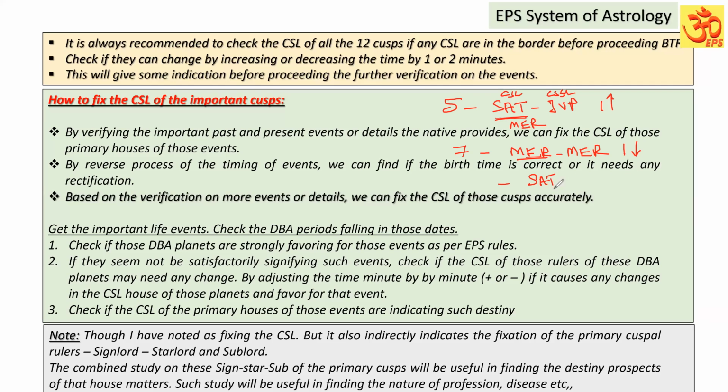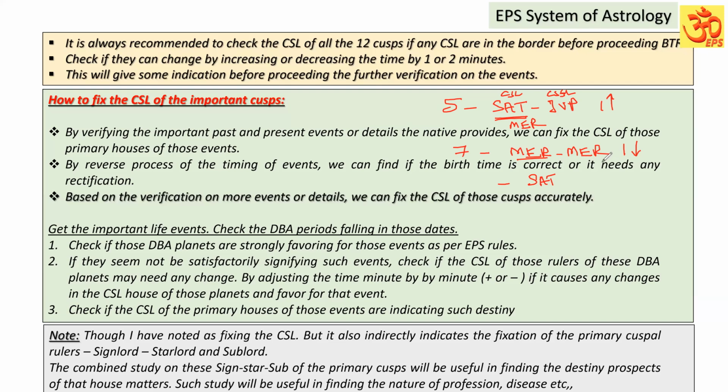So before doing the processing of BTR, it is better to check all the 12 cusps in the cuspal position, to see if any cuspal sublots are on the border, this way or this way. That will help in identifying which cusps are on the border, so that when we study those house matters, we have to be careful. These cuspal sublots are already on the border.